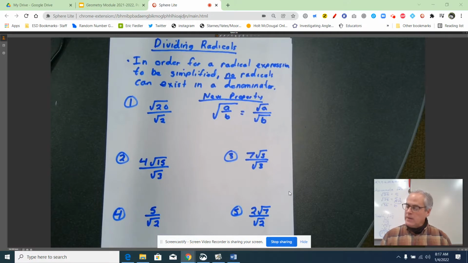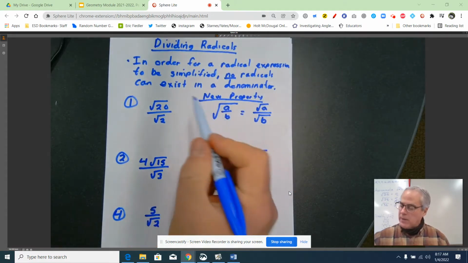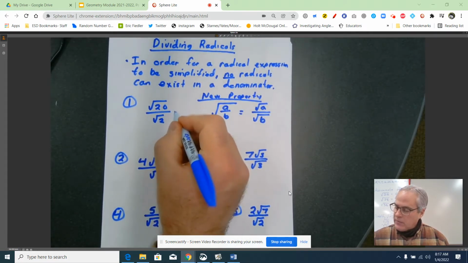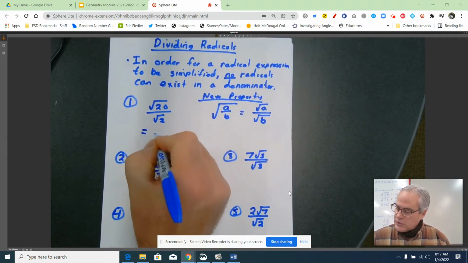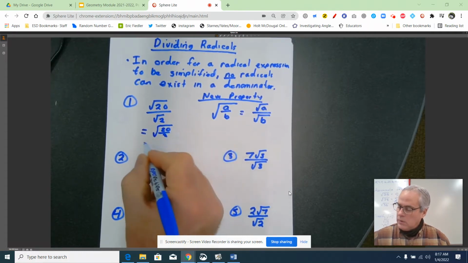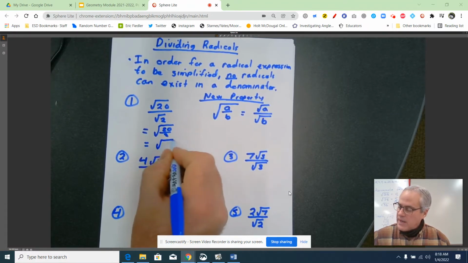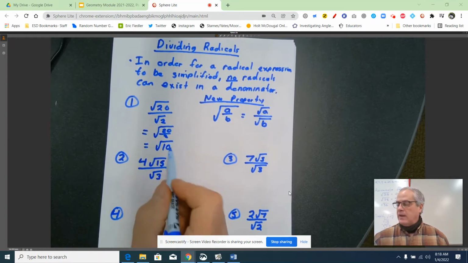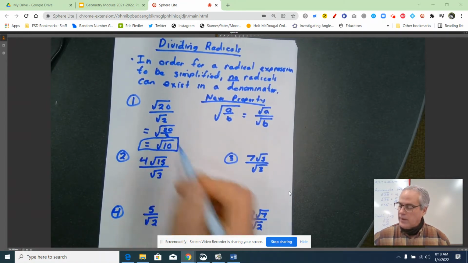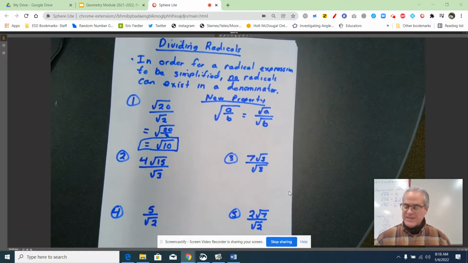Okay, so in number one, we can make use of this property because I have a radical up here and I have a radical down here. And I can write this as giant square root sign, 20 over 2. 20 divided by 2 is 10. So I have the square root of 10. And notice there are no perfect squares other than one that go into 10. Okay, so that's kind of how it works.